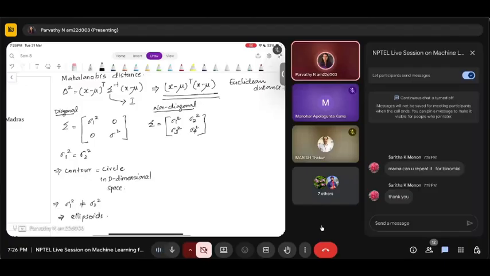Now, when we have a non-diagonal covariance matrix, in that case, we get a tilted ellipse. Again, it is an ellipsoid, but we get a tilted ellipsoid. So this is what is explained in the video. And in detail, if you want to read about this, you can check Bishop's pattern recognition textbook.